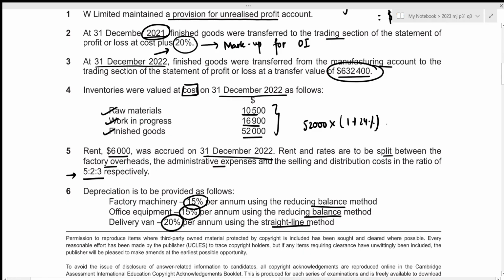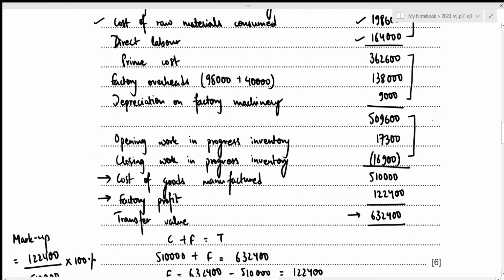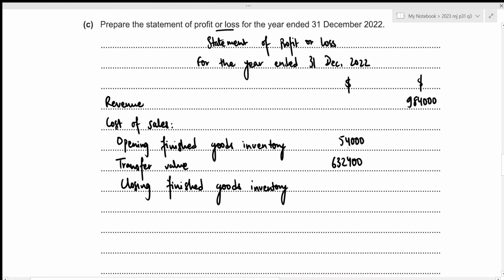And this gives the value of closing finished goods inventory to be 64,480. This is the value that we need to include in our statement of profit or loss. So that is just 64,480.